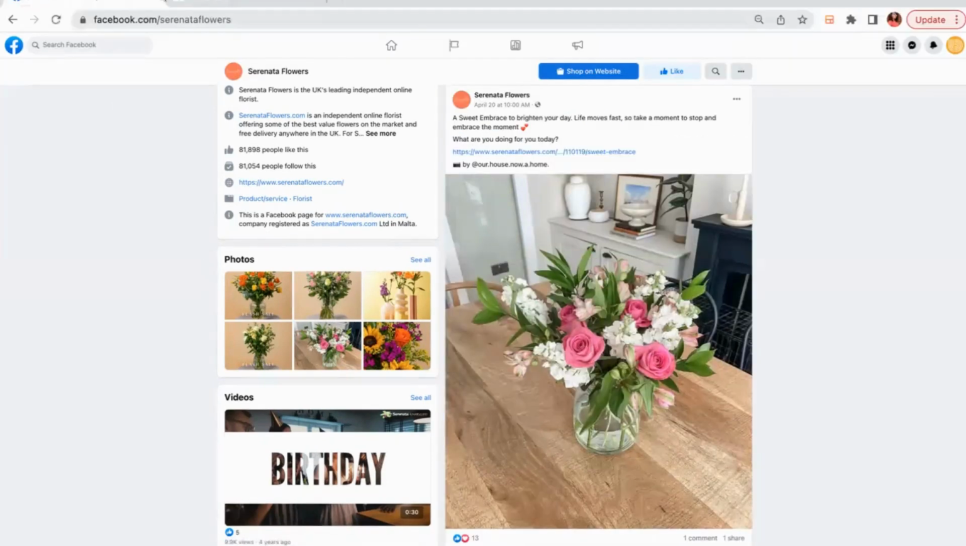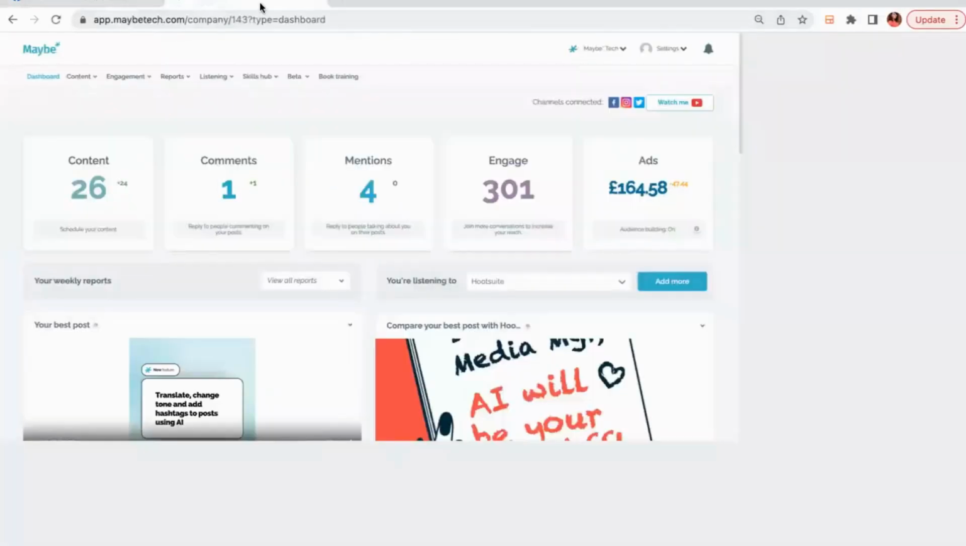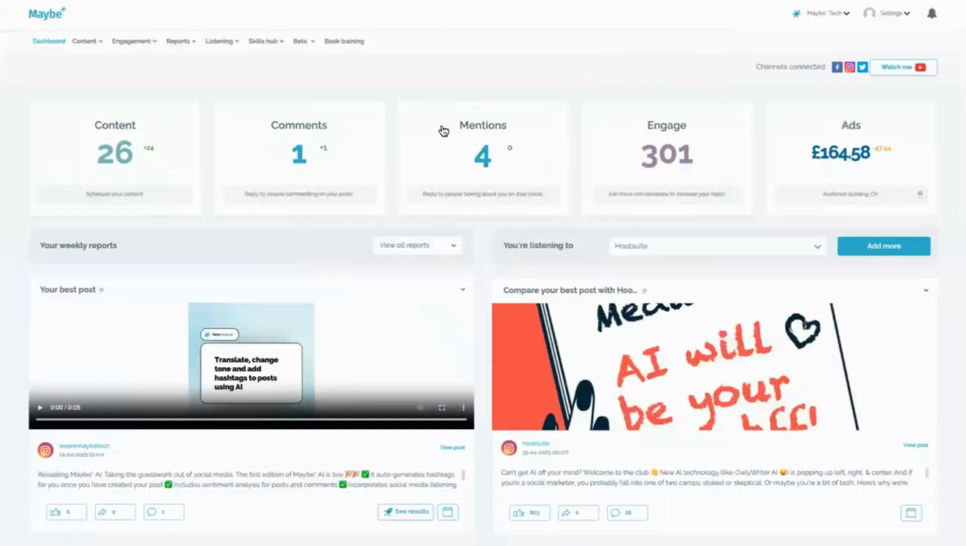Now, if I was these guys, one of the things I'd want to do is to make sure that I'm keeping on top of my tags, and you can do that on your dashboard. Now, one of the great things about your dashboard is when you go into Maybe, you can see your best post on the left-hand side, and on the right-hand side, you can choose any other business. So they could choose literally any other florist in the UK to compare themselves to.